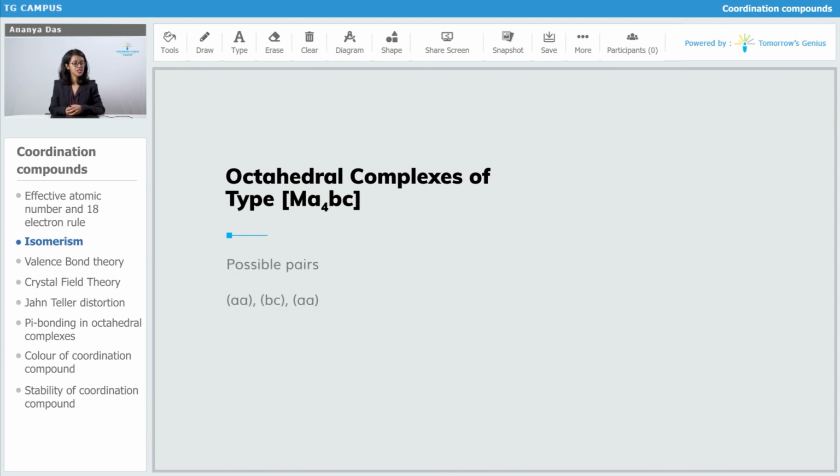Next we come to the next possible pair. In this, A is trans to A, B is trans to C, A is again trans to A. So in this, first of all, you can see the trans pair is getting repeated. 2 pairs are same, AA and AA. Moreover, the same ligand is trans to each other. A is trans to A, A is trans to A. So this is also optically inactive.